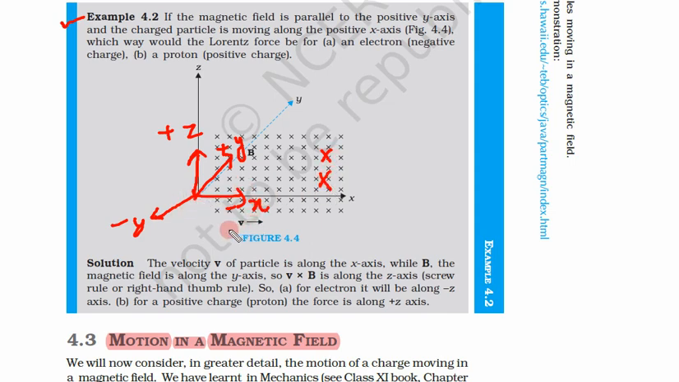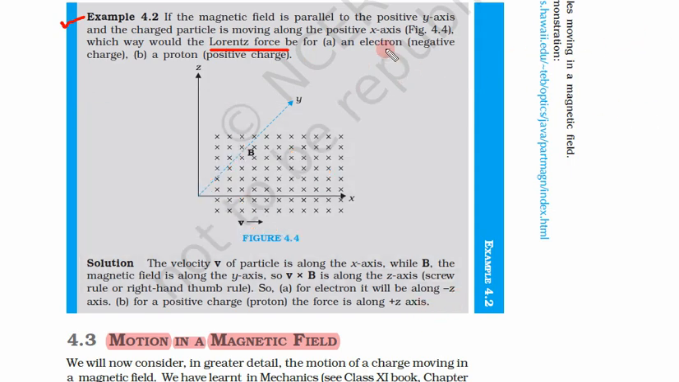Now the velocity of the charged particle is along the positive x-axis. In this direction is the negative x-axis. This is the positive z-axis, and this is the negative z-axis. So what is the question? The magnetic field is along the positive y-axis, that means inside the plane of the paper. The particle is moving along the positive x-axis. What would be the direction of this Lorentz force? So we have to tell the direction of this Lorentz force.